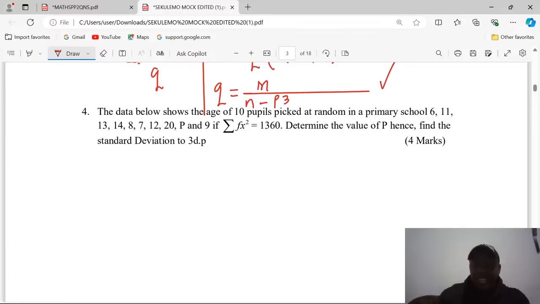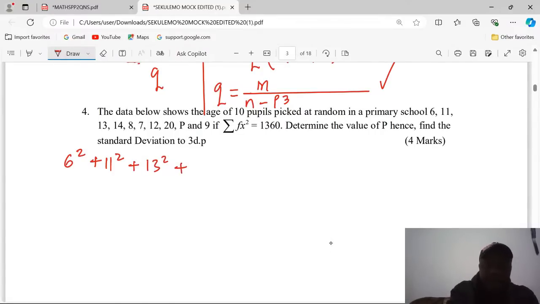So we need to square each value here. Summation of f of x squared. We just square each value. Then we add. And we are supposed to get 1360. So when we get 6 squared, we add 11 squared. We add 13 squared. Remember, x are the values here because they are not classes, so that you may say x is a midpoint. The frequency for each value is just 1. So I'm treating each value independently.